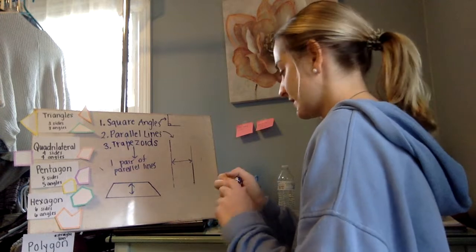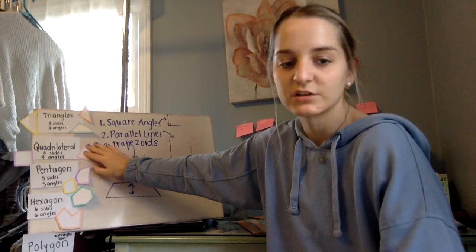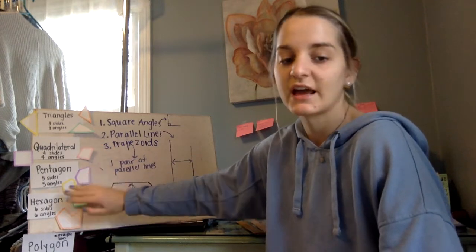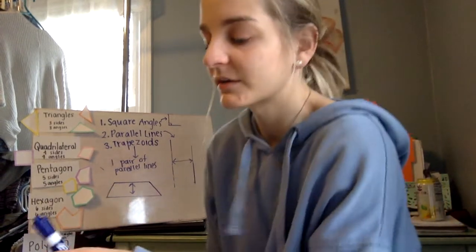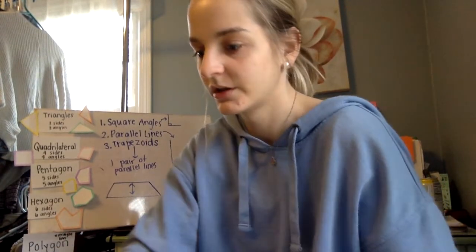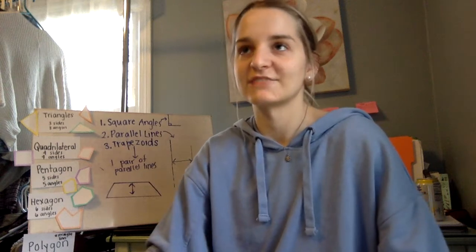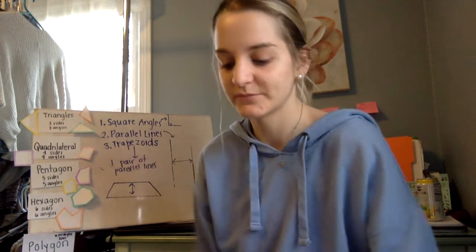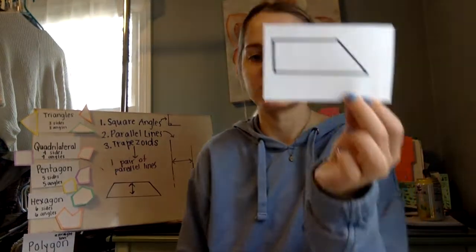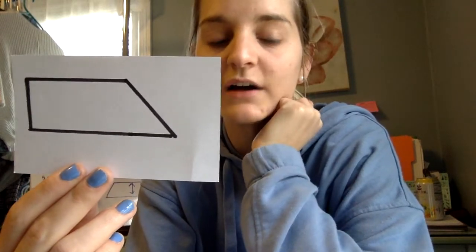Okay? Now, just like triangles can all look different, quadrilaterals can look different, pentagons can look different, hexagons can look different, there can be different kinds of trapezoids. So I actually want to give you practice identifying and deciding if shapes are trapezoids, okay? So let's talk about this shape. I want you to think to yourself, does this shape have one pair of parallel lines?